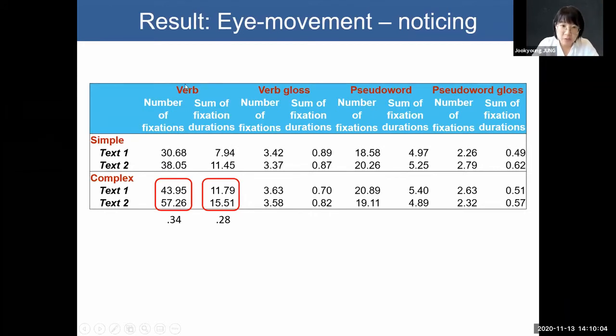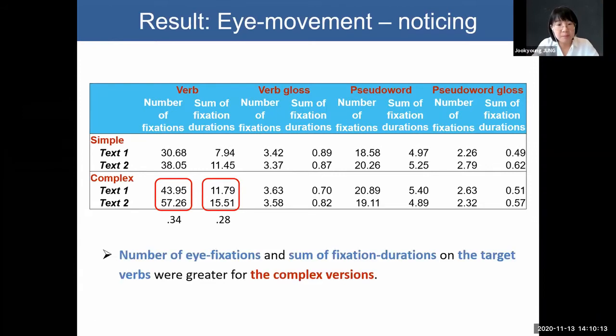And when it comes to noticing, we could see greater values for the number of fixations and duration of the fixations for the target verbs under the complex version. And in other cases, we could not see such significant differences. So again, number of eye fixations and sum of fixation durations on the target verbs were greater for the complex versions.